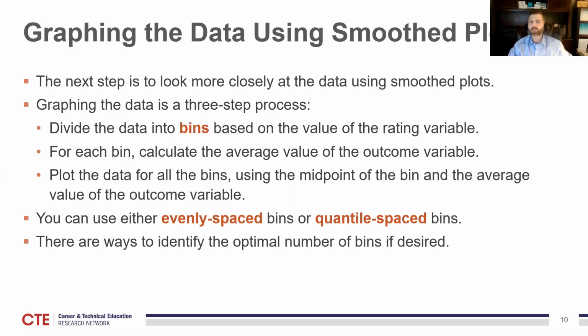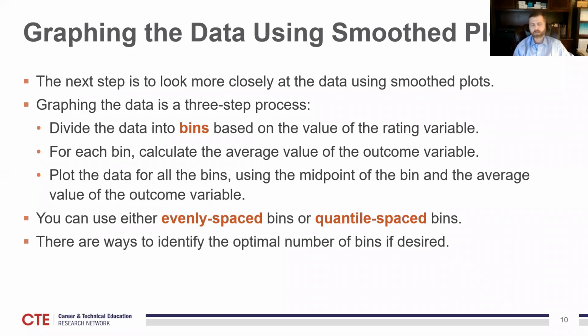Really, this is just a way of taking what could be a large number of observations in the raw data and making it a little bit more manageable and easier to see patterns when you graph the data. There are different ways to actually choose the number of bins and how you define the bins on either side of that cutoff. The two key ways to do this are to use what are called evenly spaced bins or to use what are called quantile spaced bins.